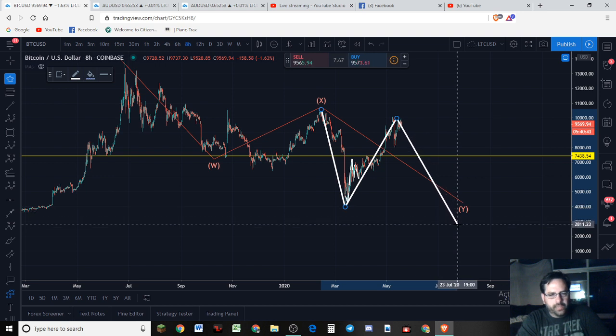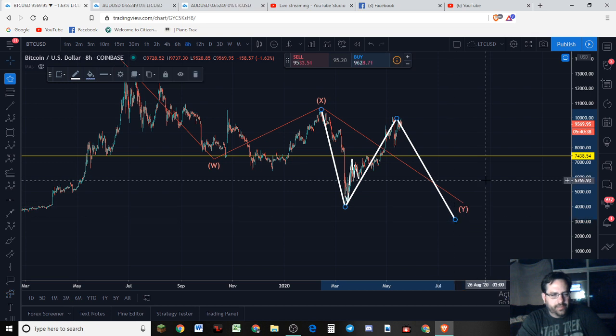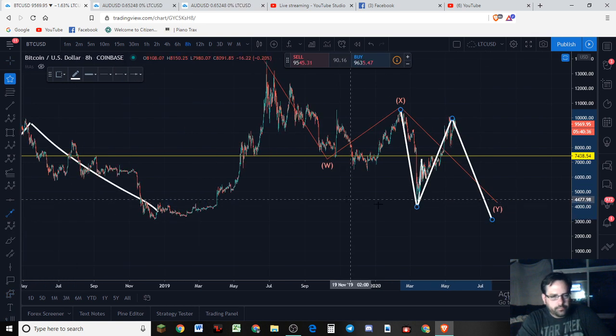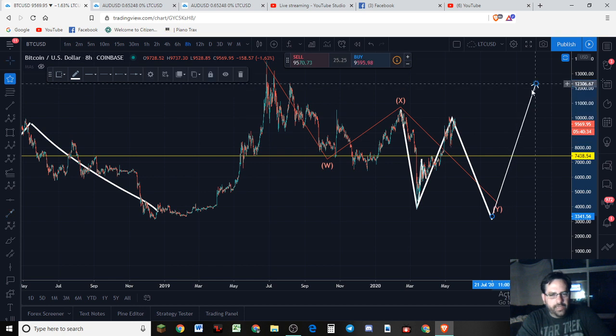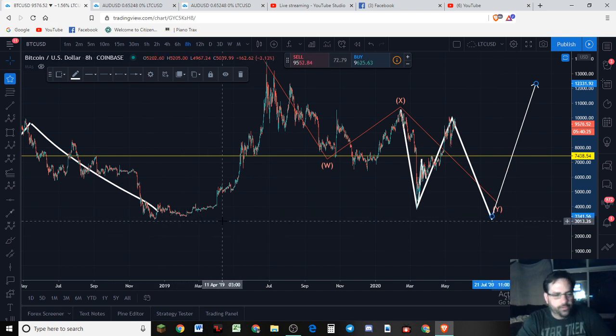I don't want this thing to break 31.14, guys. I don't want it to break that. If it breaks 31.14, guys, it invalidates this as a 1-wave, because the 2-wave cannot come down and breach the bottom of the 1-wave there. It can't do it. It's not allowed.